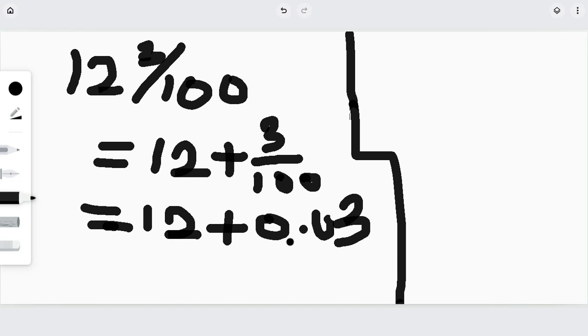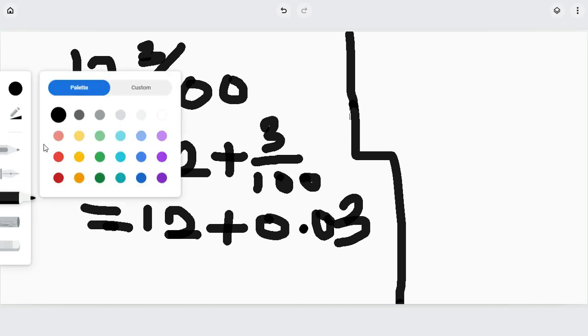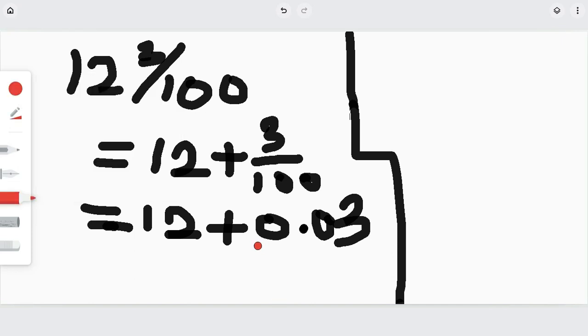I remember what I told you when I was explaining fractions and decimals: we have a whole part. The 0 here before the decimal point is the whole part, and when you read this number, you say 12 whole number. That means this 0 here and this 12 here are whole numbers. You can add whole numbers together.